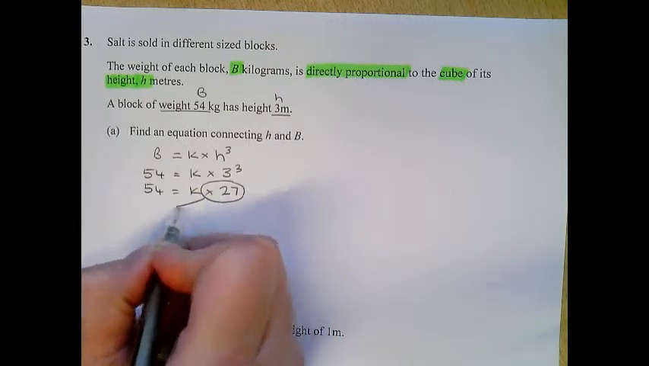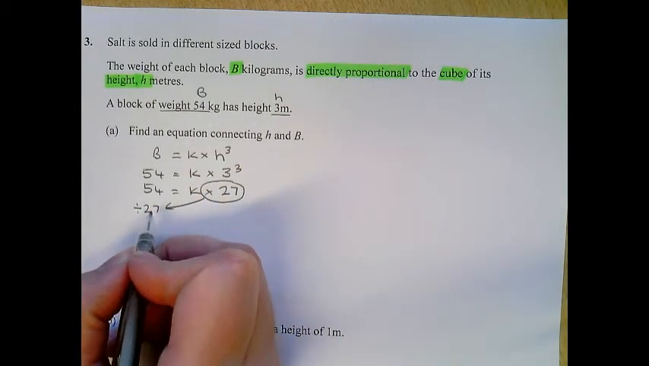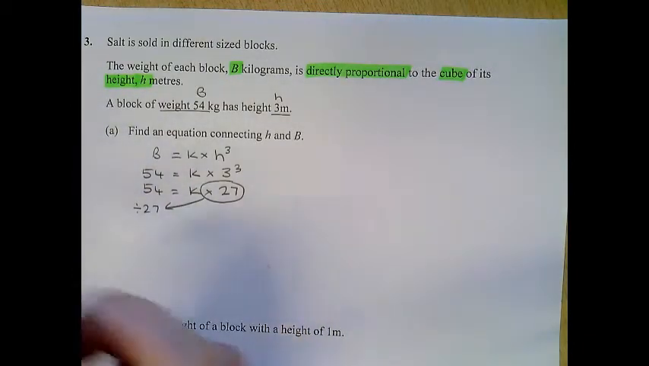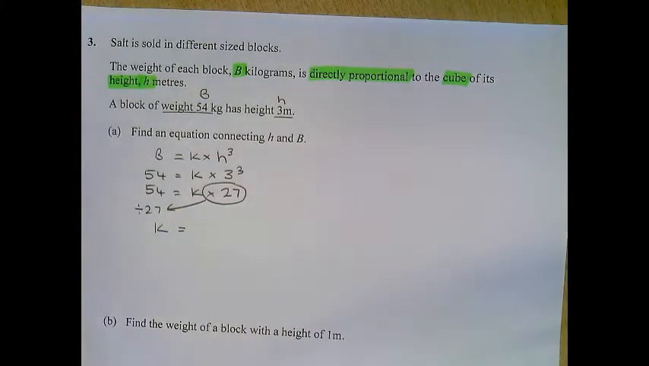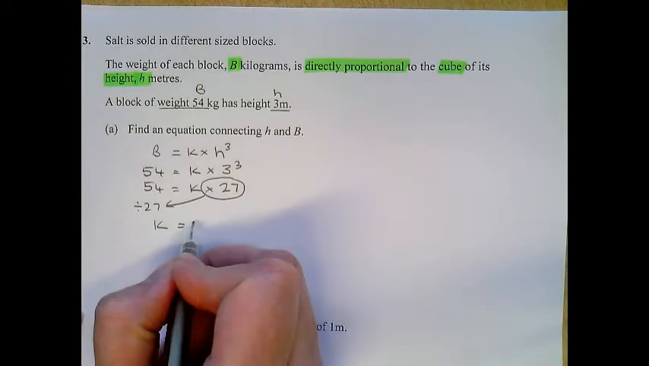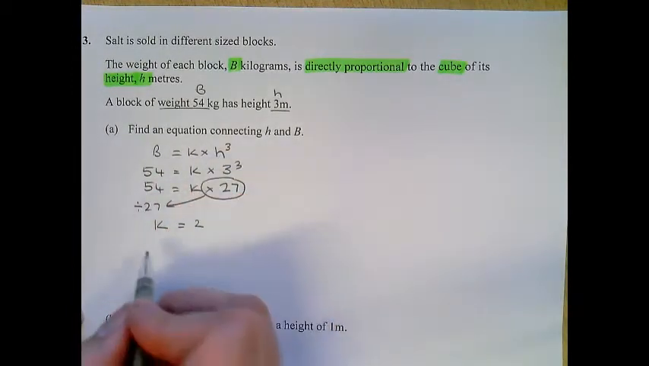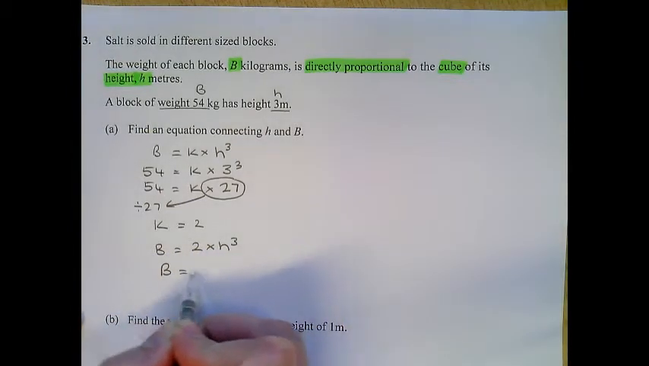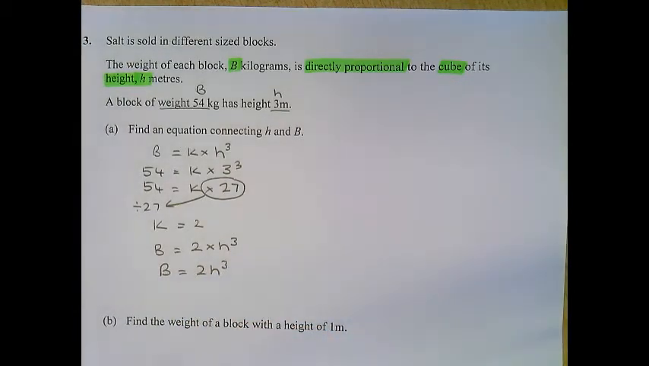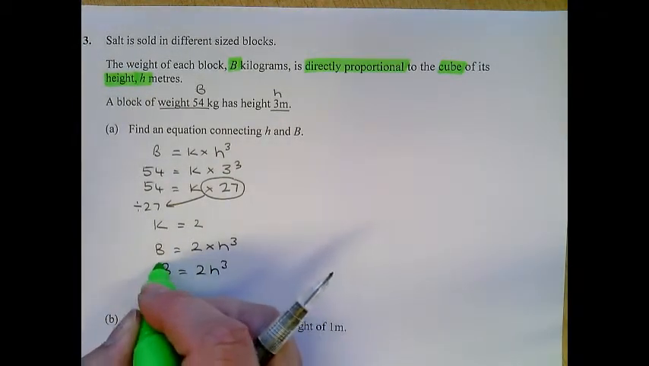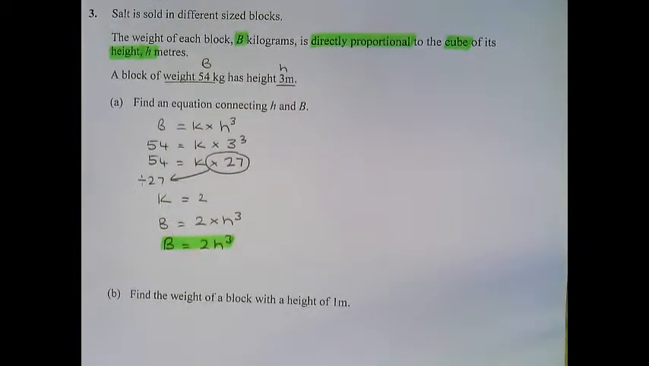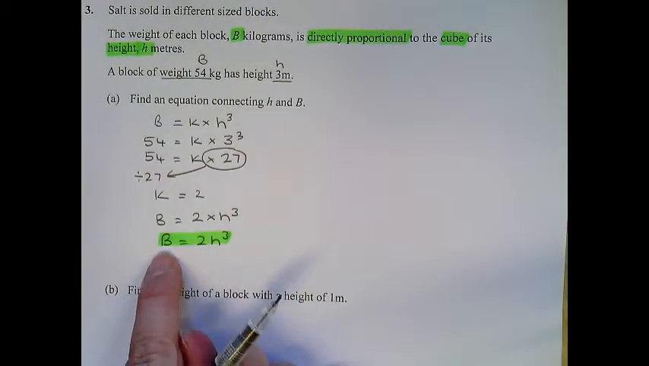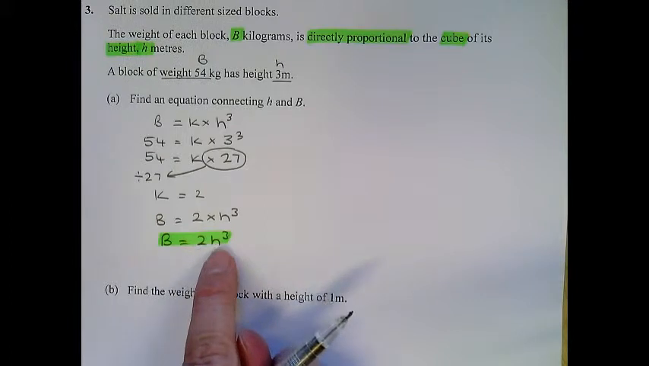Then rearrange by bringing that times by 27 over and dividing by 27. So 54 divided by 27. Just going to check, it is definitely 2, yes it is 2, so you might actually be able to do this question without a calculator. We'll see how we go. So K is equal to 2, and then I can substitute that back in. So B is equal to 2 times H cubed, or B equals 2H cubed if you want to write it without the times there. They'll not mark you wrong if you've got the times. Okay, so that's the formula then, that's the equation connecting H and B. So the weight of the block is equal to 2 times the height cubed.